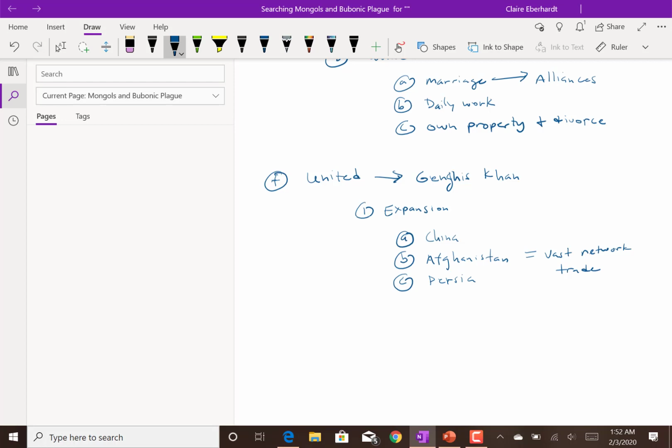and is going to open up for the bubonic plague to easily be transferred to various areas across the world, because so many people after Mongol expansion under Genghis Khan and then his sons are now connected in a way that they had not been before.